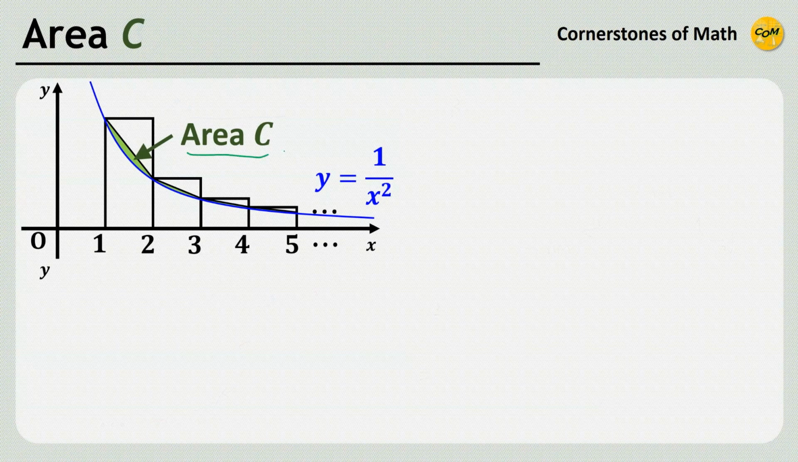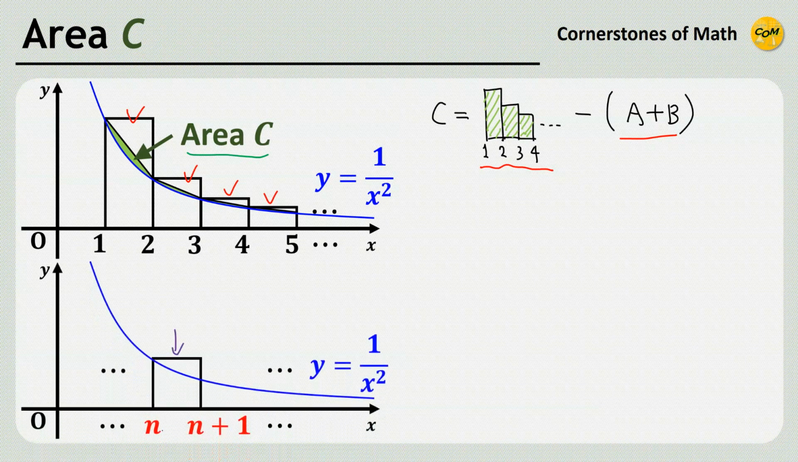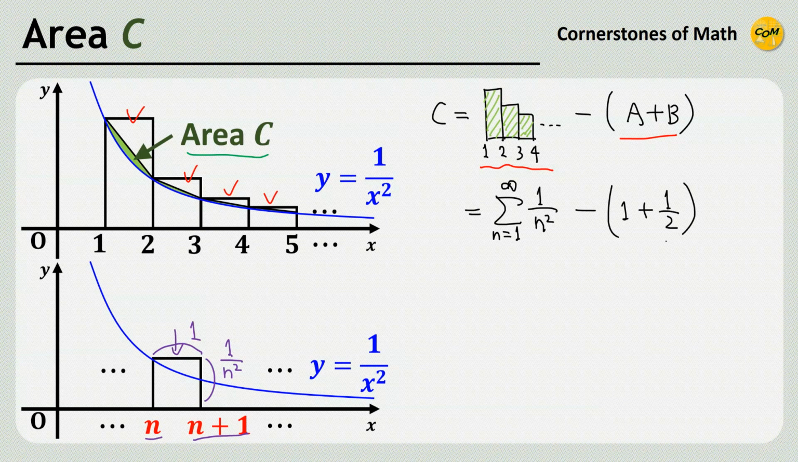Finally, area C that is wedged between regions for areas A and B. The most efficient method is the subtraction method, where we first calculate the areas of all of these rectangles, then we simply subtract previously obtained areas A and B. As for a single rectangle in the interval from n to n plus 1, the width is 1 and the height is 1 over n squared, so we have C equals sigma of 1 over n squared, n from 1 to infinity, minus area A, which is given as 1, and area B, which is given as 1/2.